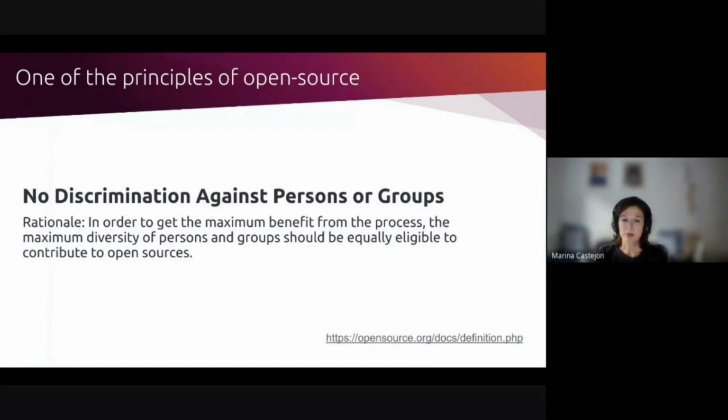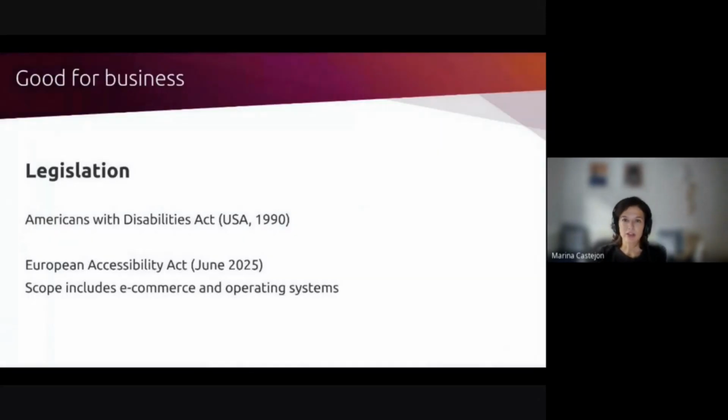If our ethical responsibility wasn't a solid enough argument, there are other factors that should make accessibility a top priority for anyone building software. So, on one hand, there is legislation. Over the years, there have been different mandates or laws that enforce digital and non-digital accessibility. One example is the Americans with Disabilities Act in the USA in 1990. And in the European Union, we have the upcoming European Accessibility Act. The deadline to comply is June 2025.